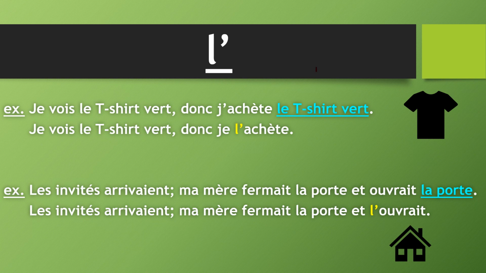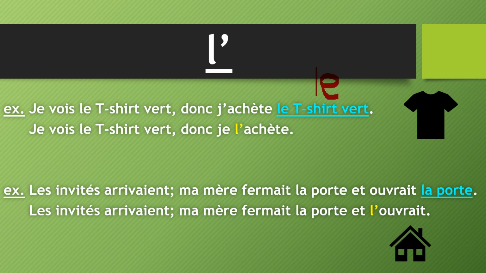Usually, I would replace le t-shirt vert with the pronoun le. However, putting le right before achète would end up with the E in le and the A in achète next to each other, creating a double vowel situation that would affect pronunciation. It would sound like je le achète. Not so fluid.